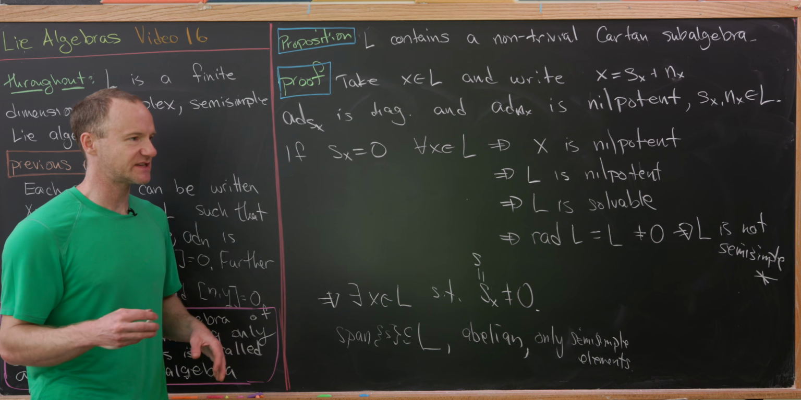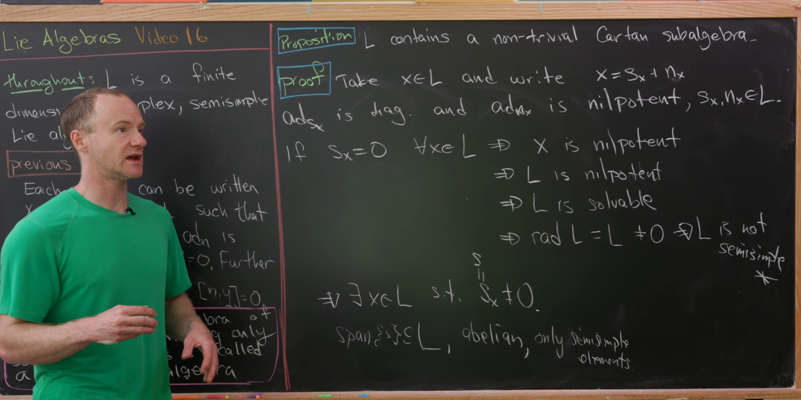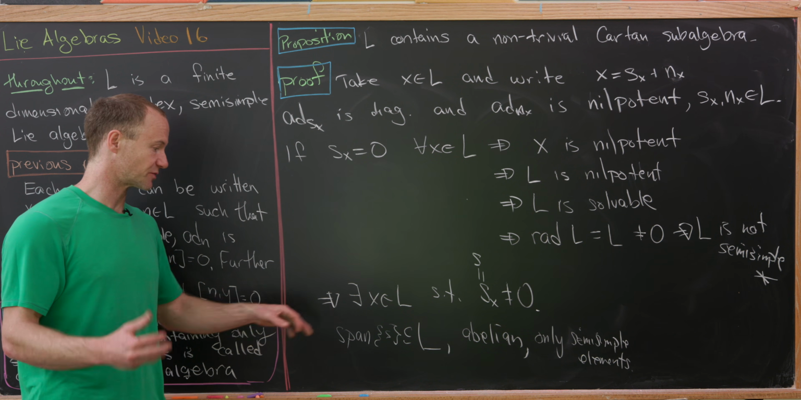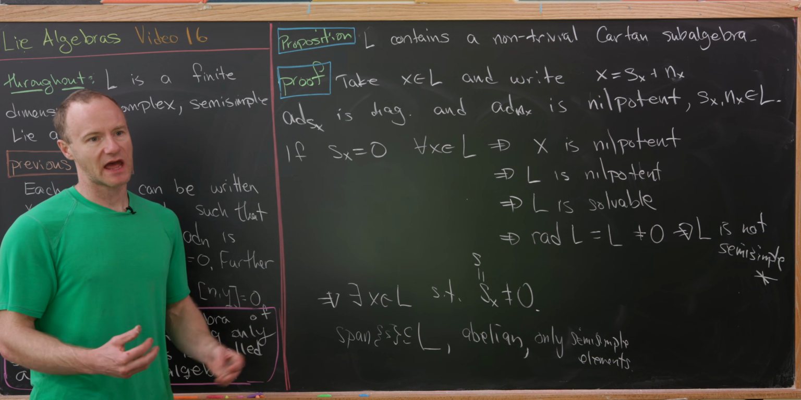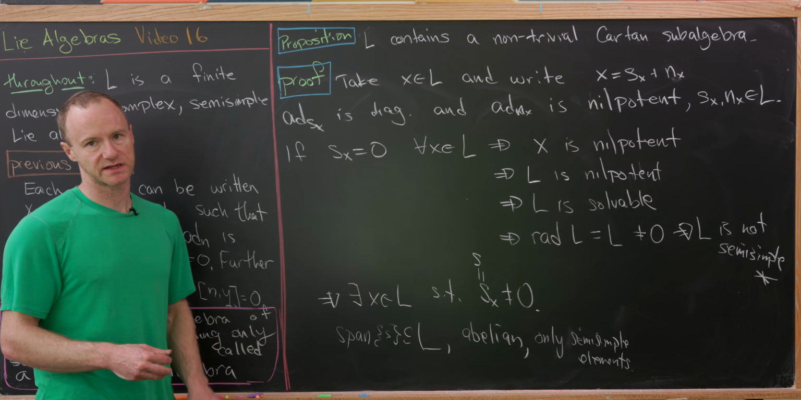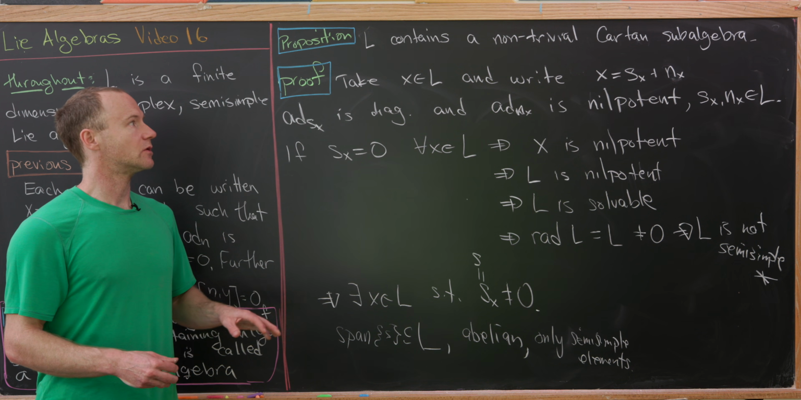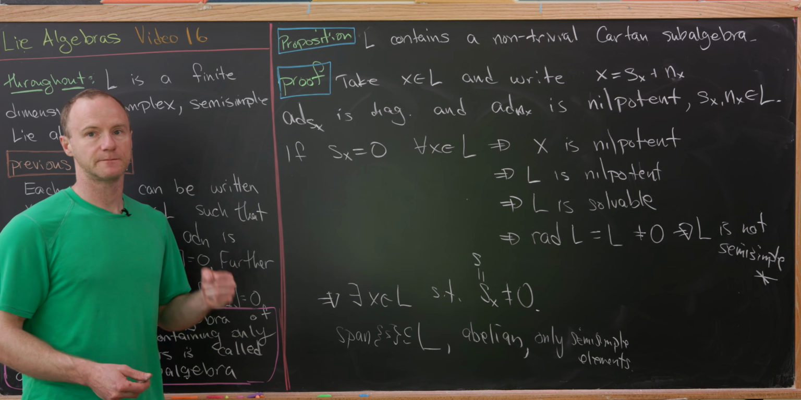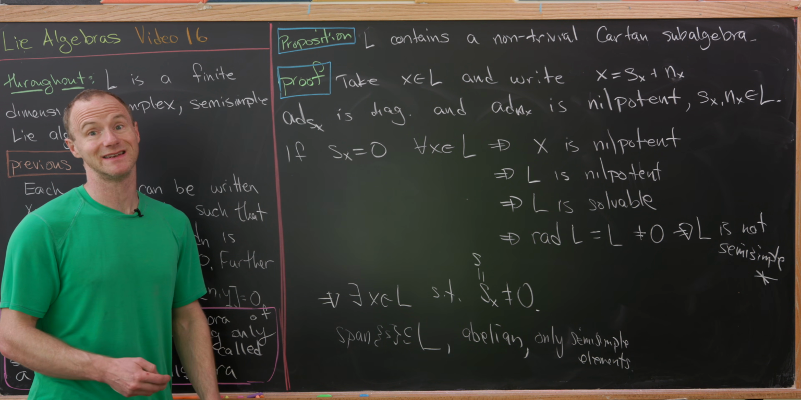So I guess to finish this thing off, we would just say, let's find the maximal subalgebra that contains S, and that would be an example of a Cartan subalgebra. Okay, so that means we've got a non-trivial Cartan subalgebra and we're done. Okay, so now let's move on to the next step.